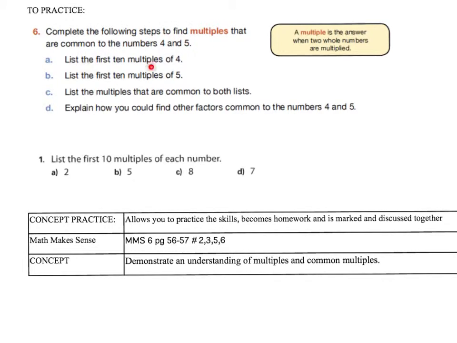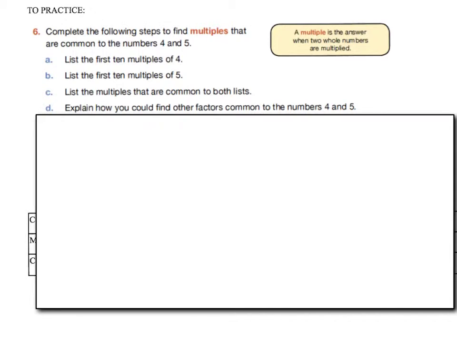All right, complete the following steps to find the multiples that are common for 4 and 5. So first, list the 10 multiples of 4. List the 10 multiples of 5, list the ones that are common, and explain how you could find other common numbers of 4 and 5. So go ahead and press pause and do that now. All right, so listing the common multiples of 4. Let's take a look.